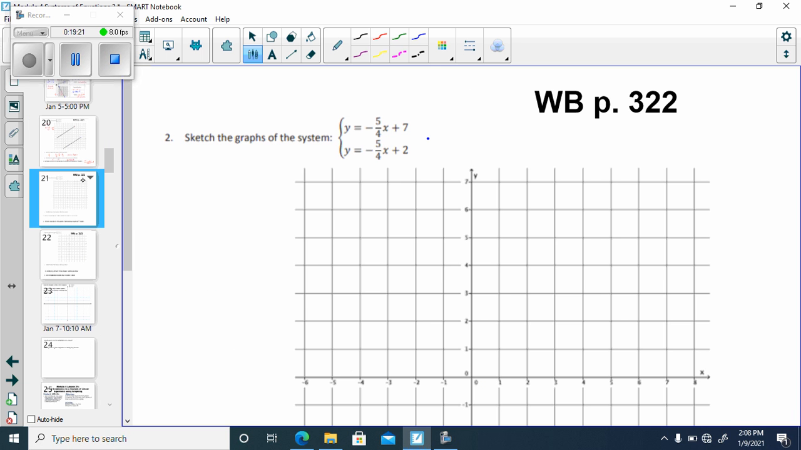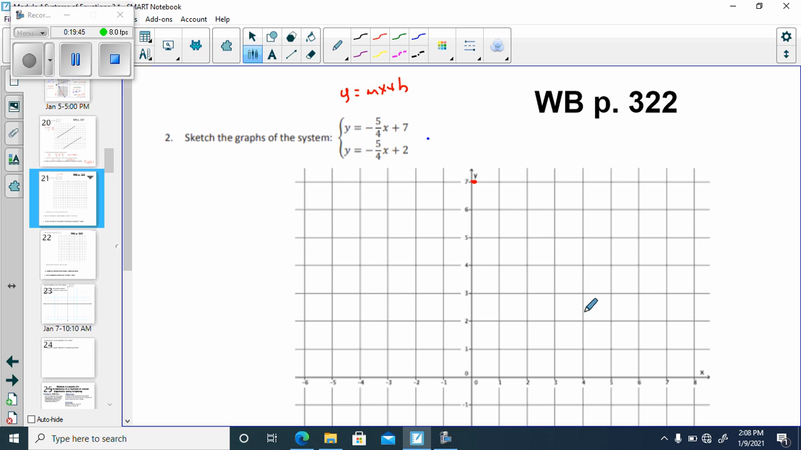In your workbook, look at page 322. It says to plot these two. Okay, so when we've got y is equal to mx plus b, we start at our b. In this case, that's our 7. And our slope is negative 5/4. So I have to go down 5: 1, 2, 3, 4, 5. And in the positive direction 4.